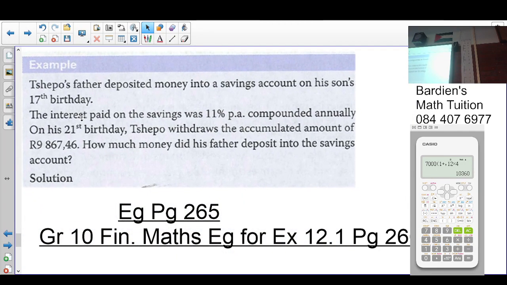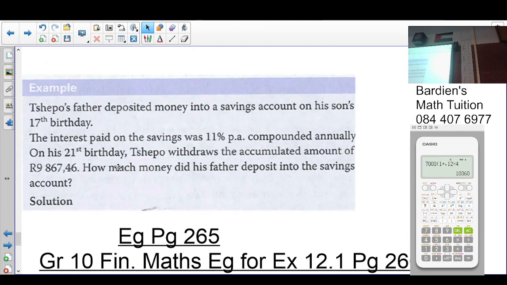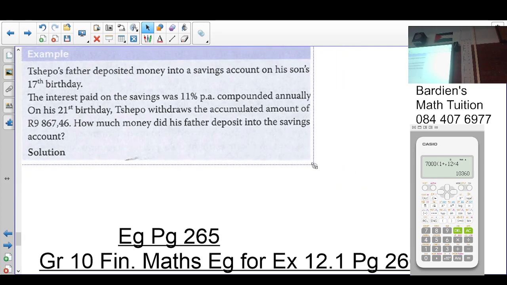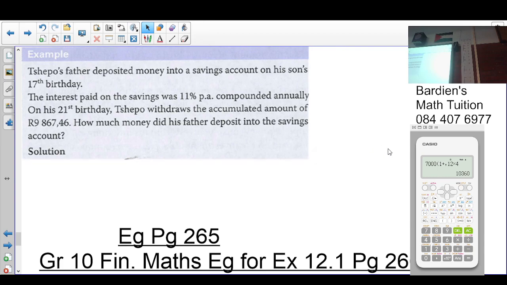All right, another example. Father deposits money into the savings account on his son's 17th birthday. The interest paid on the savings is 11% per annum, compounded annually until his 21st birthday. How many years later is that? 21 minus 17 is going to be 4 years.